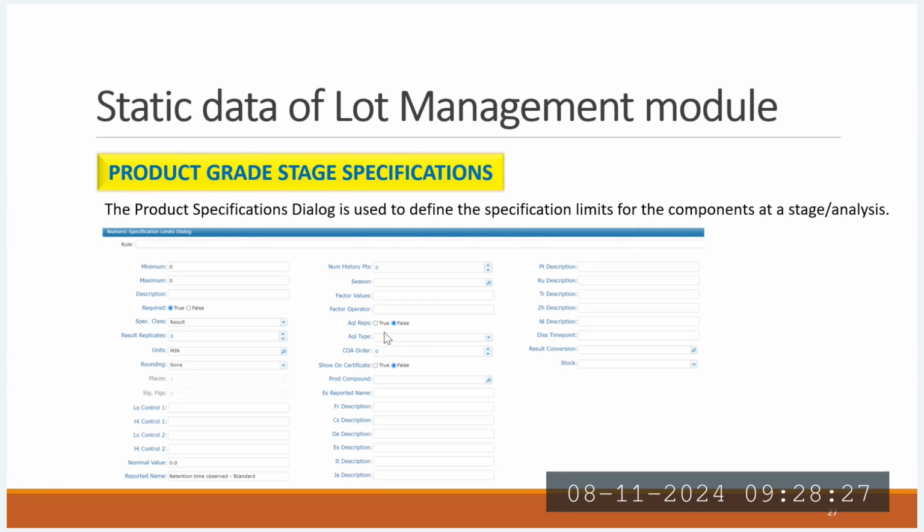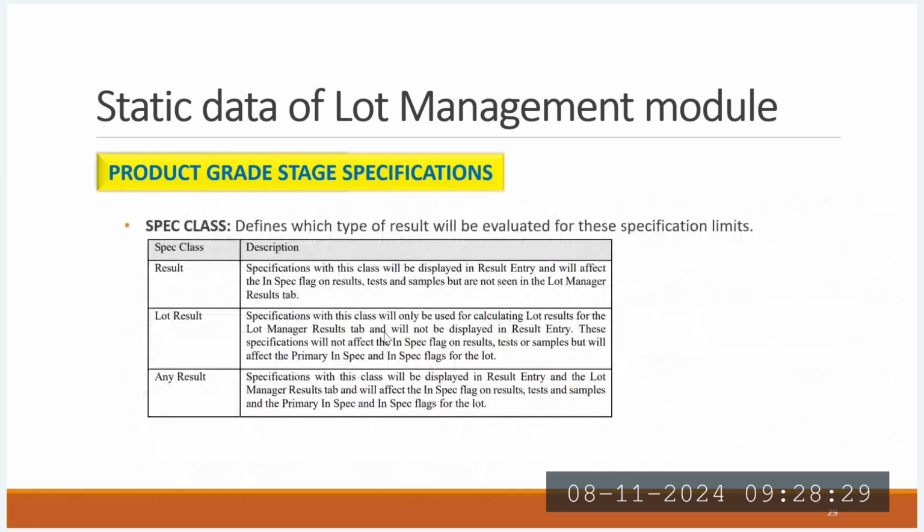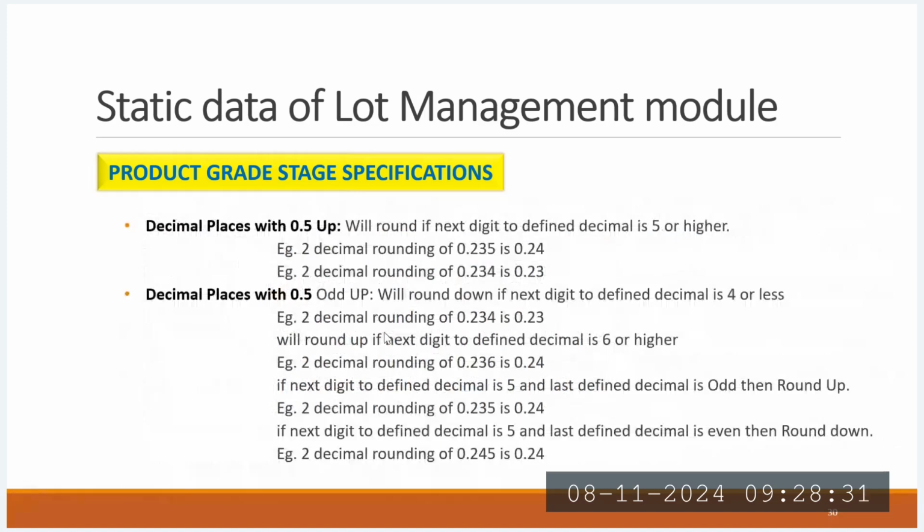Here I'm giving some examples of how I can make the controls. If I make 2 decimal rounding, how can I make the control? If you see here, just one example: 2 decimal rounding. If I have entered 0.235, it is going to become 0.24. If I have entered 0.234, when I round, it will be 0.23 only. This is the way the system is going to control.